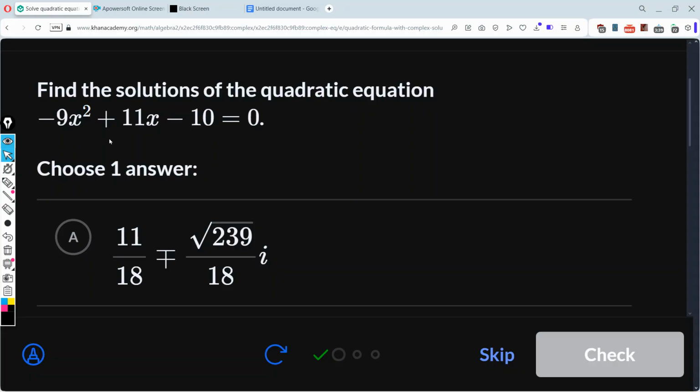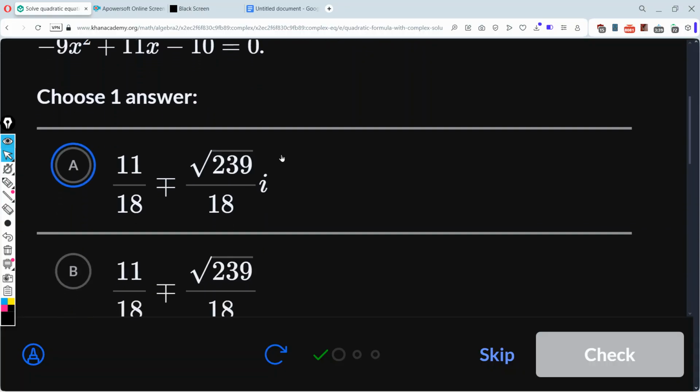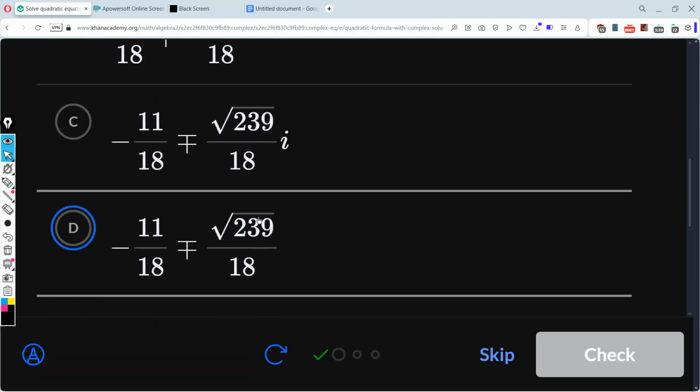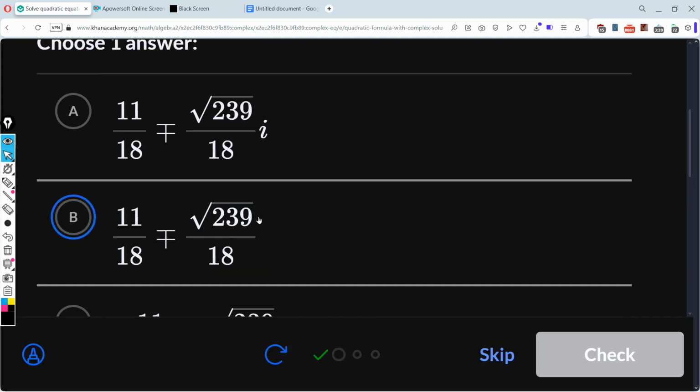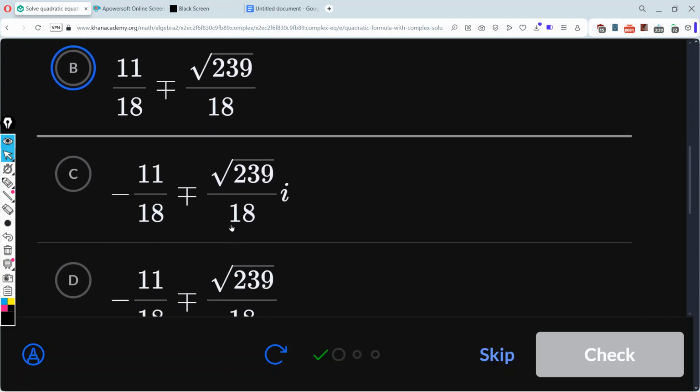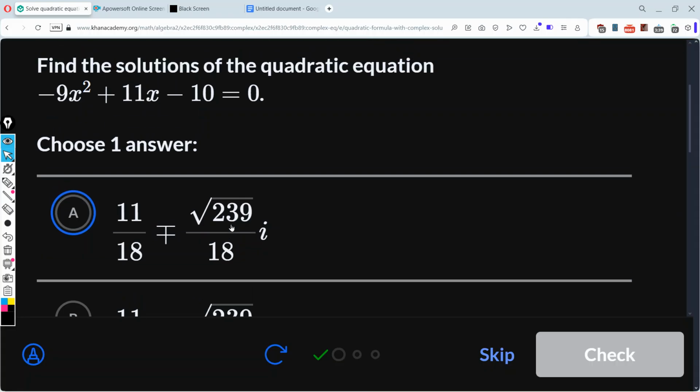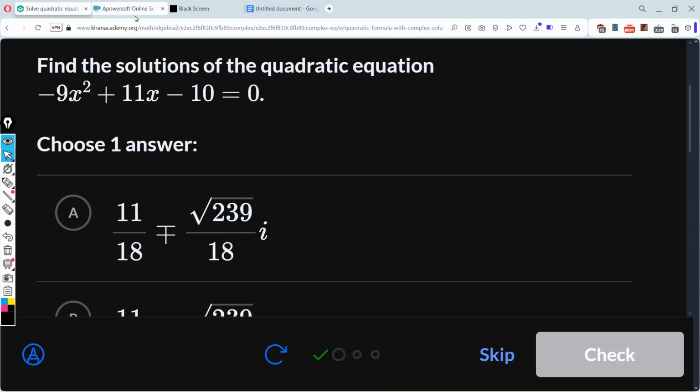All right, find the solutions of this quadratic equation. Notice in their answers, all of the answers have a radical 239. Okay, so if I get radical 239, I know I don't have to break it up. All right, so it's a little bit of a hint to check the answers first.